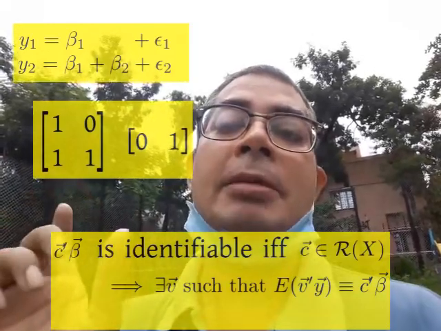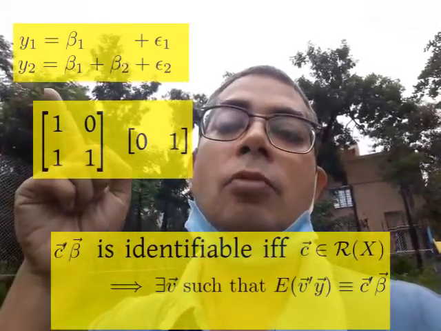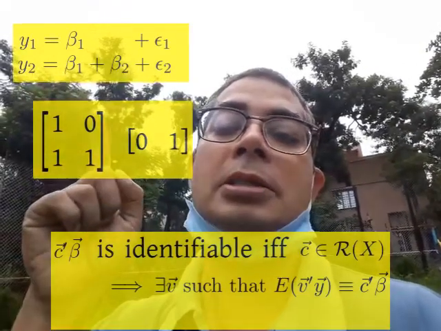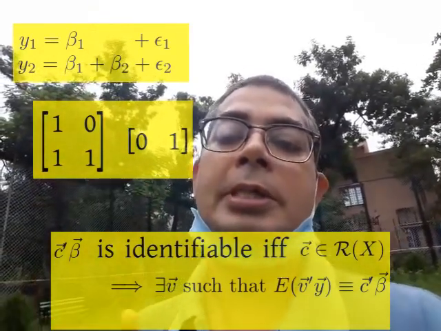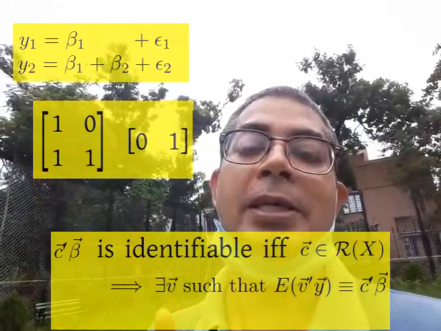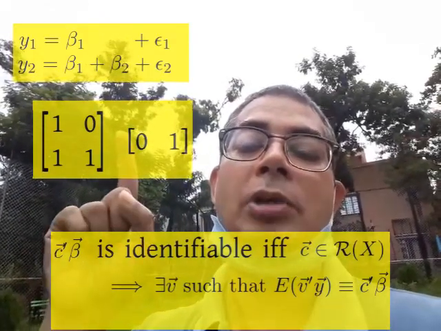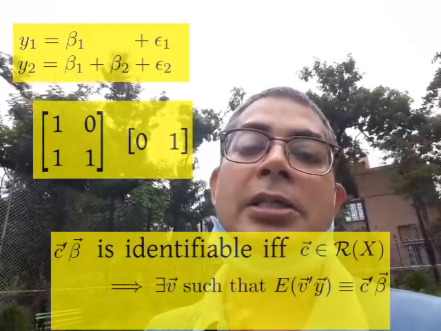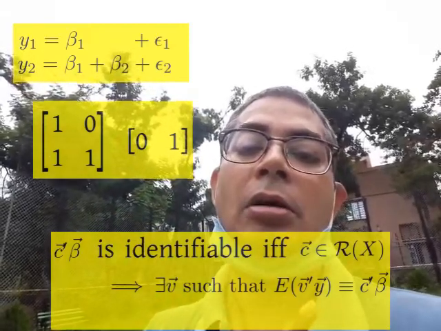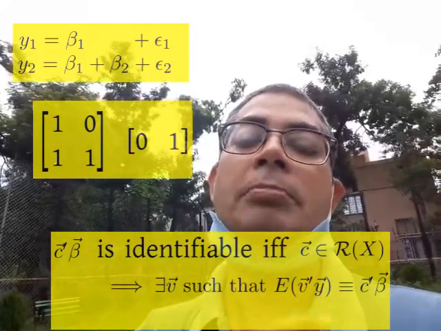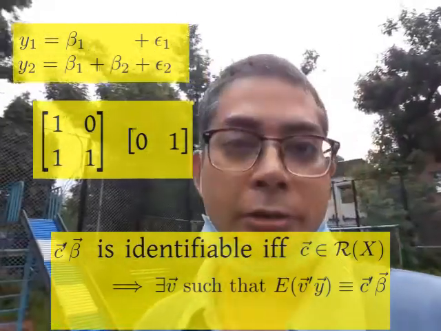I play the same trick on y. Take y2 from it, subtract y1, and that will give you an unbiased estimator of beta 2. That is precisely what I am saying. You can find a v. In my case, the v will be +1 here and -1 here, such that if you take the linear combination of y with those coefficients, the expectation of that will be c prime beta. So that's a very good news.